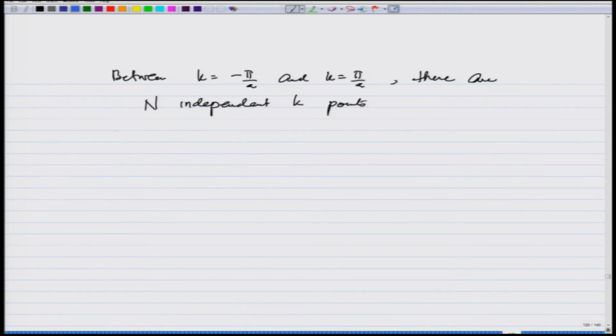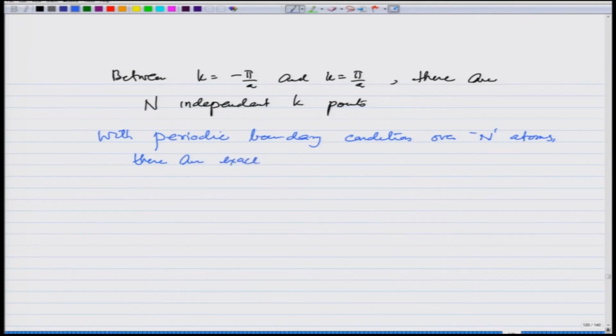So, with periodic boundary condition over n atoms, there are exactly n k points. All right. So, my system consists of this periodic thing over n, and then it repeats itself. So, I need to focus only on one part here.